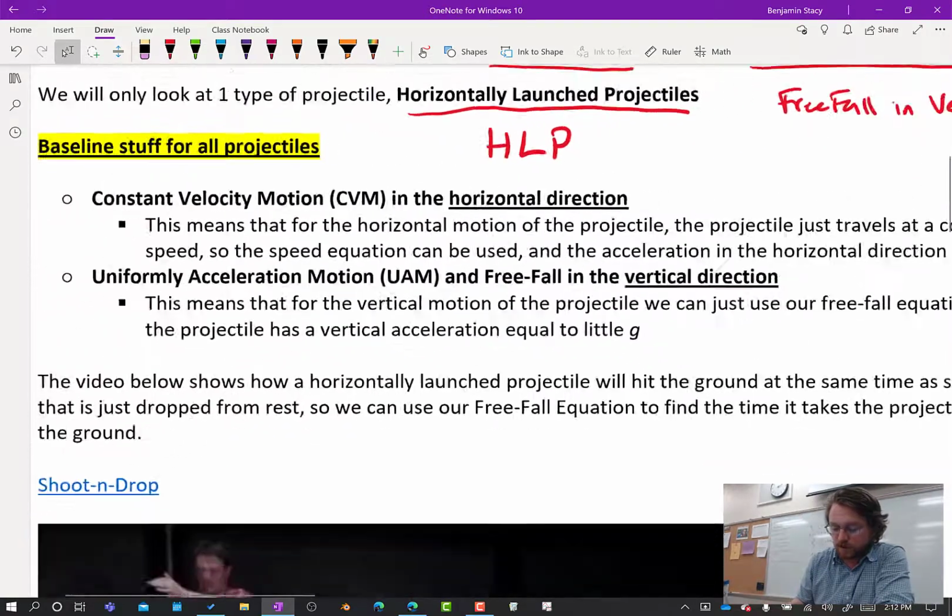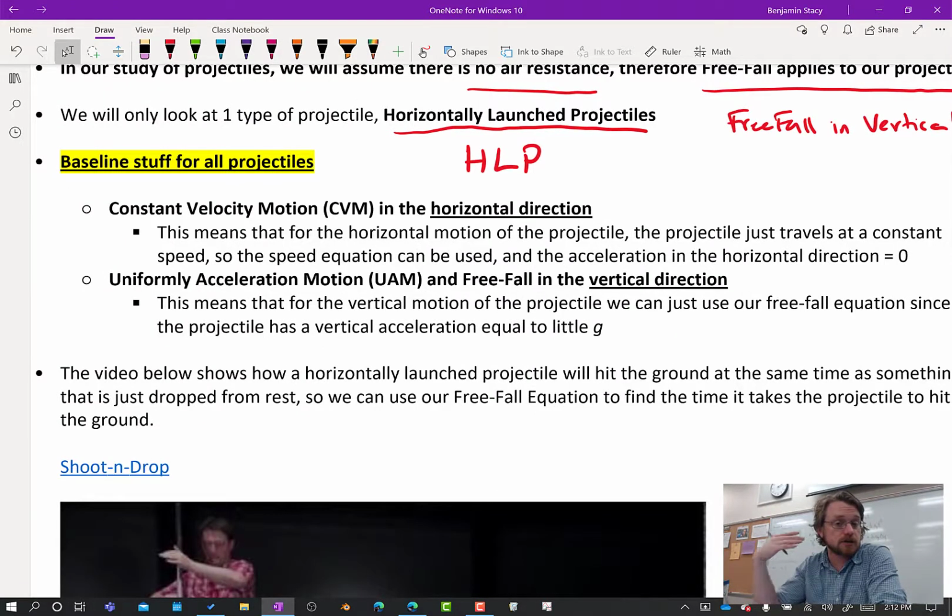Baseline stuff for all of our projectiles, we still have the same two principles: either constant velocity motion, CVM, or uniformly accelerated motion, UAM. And because we have projectiles that are traveling in both the horizontal and the vertical directions at the same time, we get to say that both principles apply. The constant velocity motion principle applies in the horizontal direction of the projectile's motion, and uniformly accelerated motion and free fall apply in the vertical direction. Free fall only applies in the vertical direction because that's the direction gravity and the gravitational acceleration are pointing in.